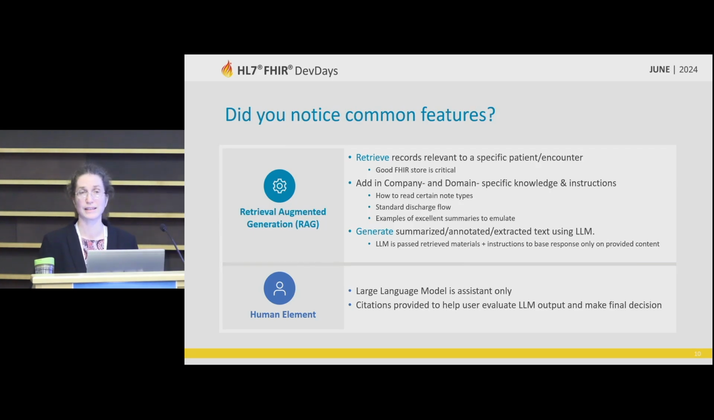And then the other part, since LLMs still make mistakes occasionally, is there's always a human element. In all of our use cases, the LLM is an assistant only. Humans are making the final decision. We ask the LLM to provide citations so that a human can check its work. I like to say we treat the LLMs kind of like a slightly dim intern, you know? You use them to do the grunt work, but check their work.